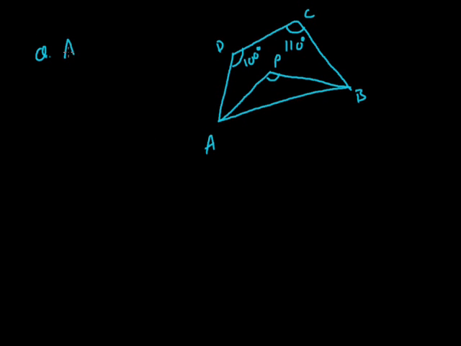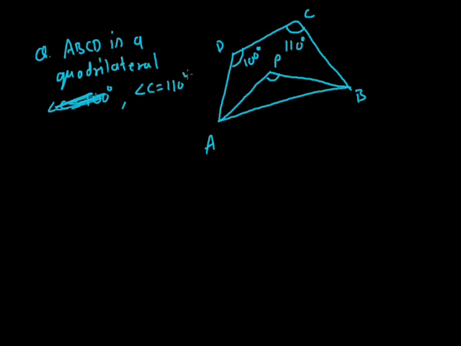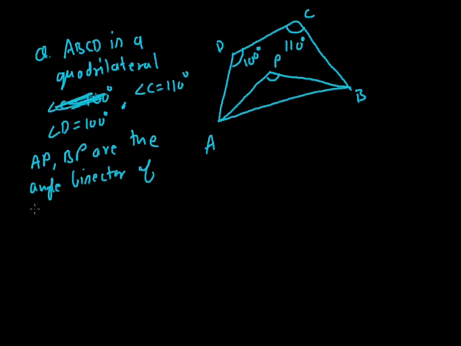In this question, it is given that ABCD is a quadrilateral with angle C equal to 110 degrees and angle D equal to 100 degrees, and it is also given that AP and BP are the angle bisectors of angle A and angle B respectively, and we have to find the value of angle P. Find angle P.